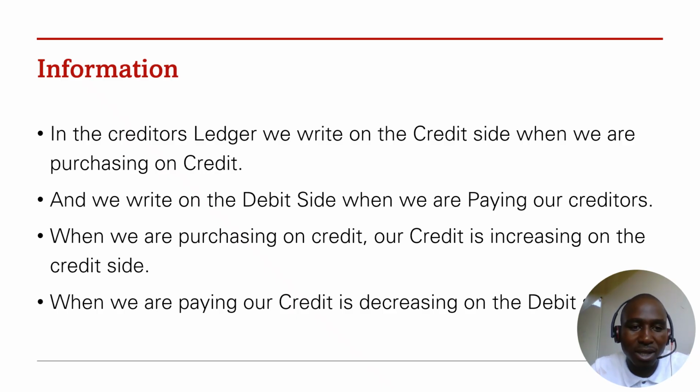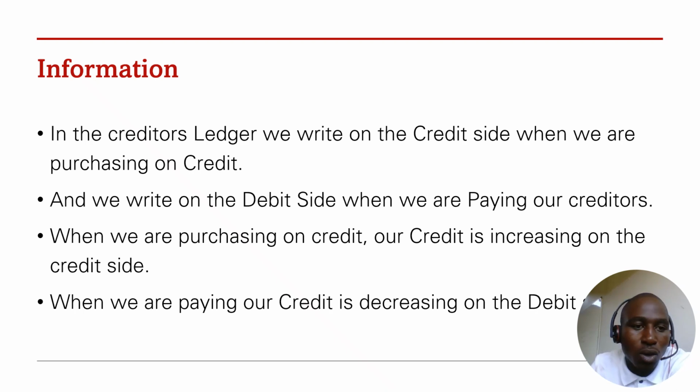Now, how do we compile a creditors ledger? On the creditors ledger, we write on the credit side when we're purchasing on credit, and we write on the debit side when we're paying our creditor. The credit side means it is a plus side. When we are purchasing on credit, we are increasing our credit. And when we are paying our creditor, it is decreasing, on the debit side of our creditor's ledger.